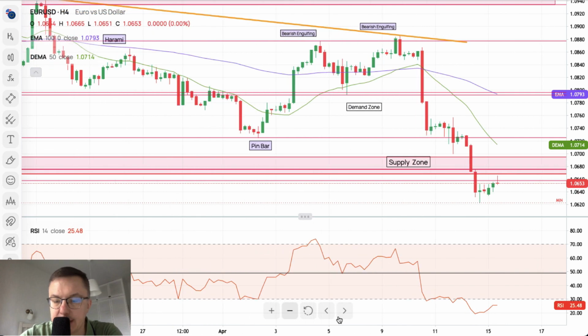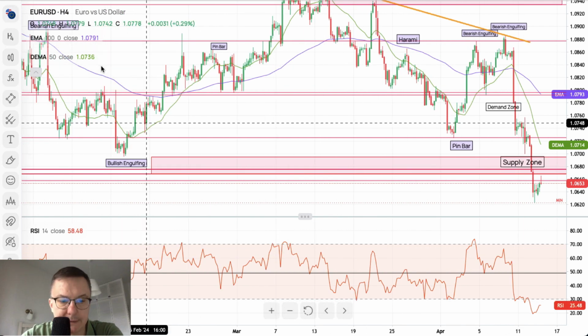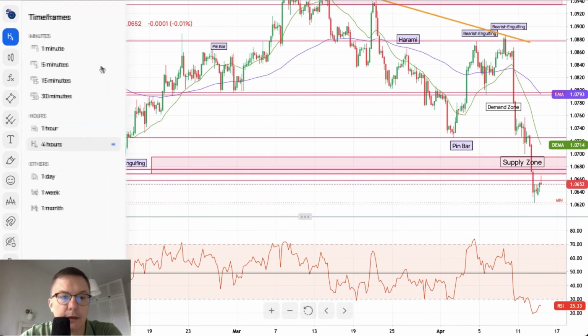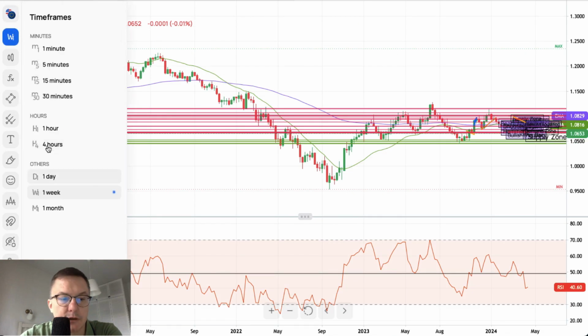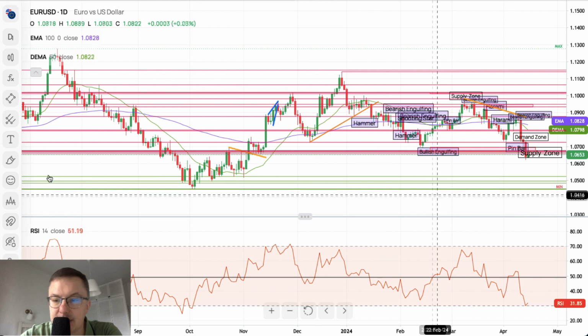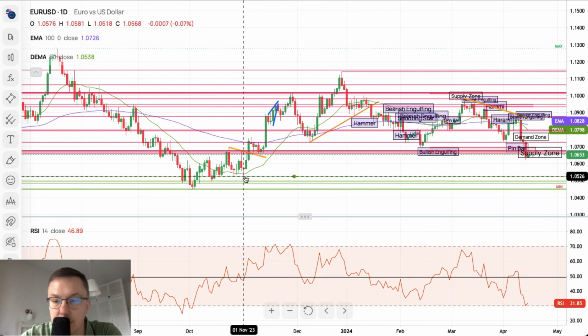Let me just zoom out to see where there are kind of supports. Doesn't quite look like it on the 4-hour chart. Let me switch to weekly. That's too much. So let me switch to the daily. On the daily time frame chart, apparently there is nothing. There is nothing until 1.0526. So we got at least a 130 pips gap below.